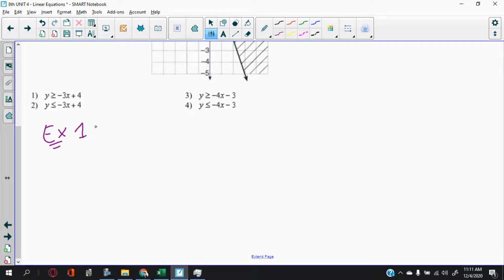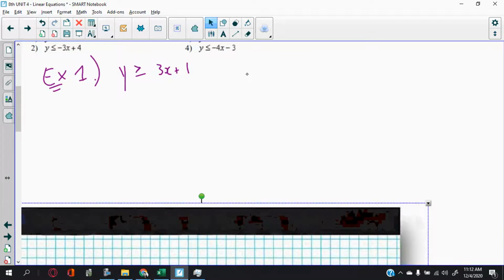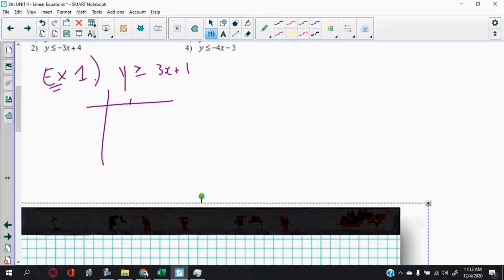So example one. Let's say we have y is greater than or equal to 3x plus 1. How about that? We're going to create a table of values, and then I'm going to use a piece of graph paper afterwards. So let me grab this graph paper pad. Here we have a graph. Let's make a table of values for 3x plus 1 real quick. By the way, we can also do this on a calculator.